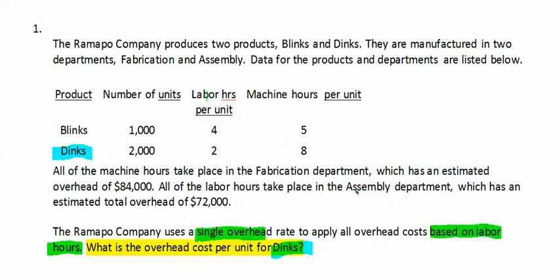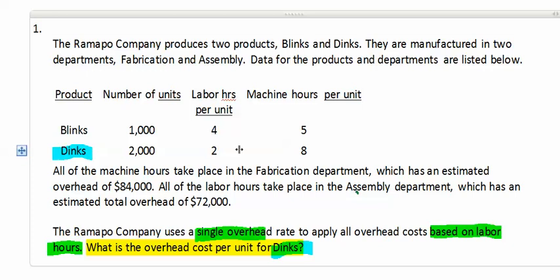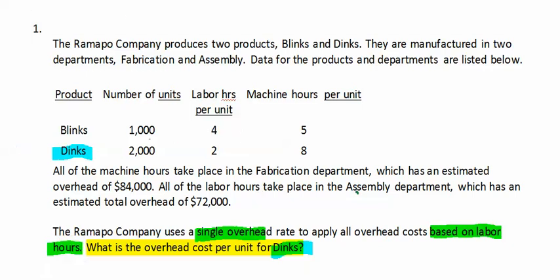So my direct labor hours, in that case, I'm going to need to calculate, and I can take the 1,000 times 4, and that equals 4,000 hours. I can take the 2,000 times 2, and that equals 4,000 hours. So the total hours then, I can ignore this, are 8,000 hours.